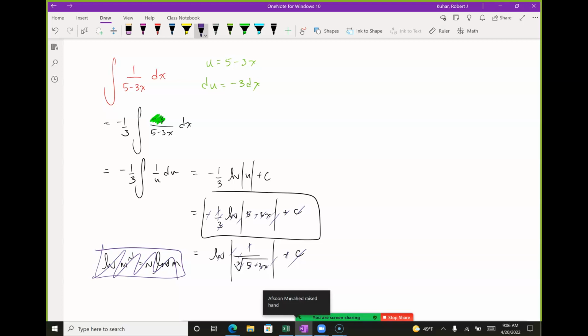Question? If we didn't have negative 1/3 and it was just 1/3, we wouldn't really have anything to do because it would just be like the 1 cubed, right? Or would it be the 5 minus 3x cubed? Yes, it would be a cube root, yes. Of the top, okay.